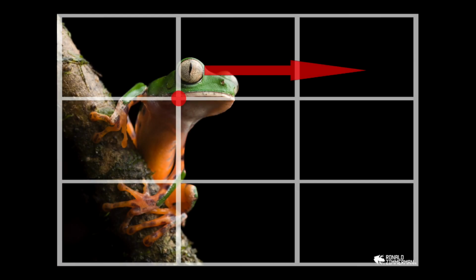When you use the rule of thirds, let your subject look into the frame. It gives your subject a sense of freedom, or else it looks trapped in a cage.